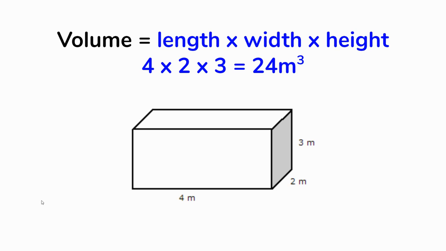So the length is 4, the width is 2, and the height is 3. And if I multiply those 3 things together, I would get 24 cubic meters. So in this case, if you look at the prism, it actually gives me meters as the unit. So that's what I want to label my answer. I wouldn't say 24 cubic units here because in this case, we're using meters.